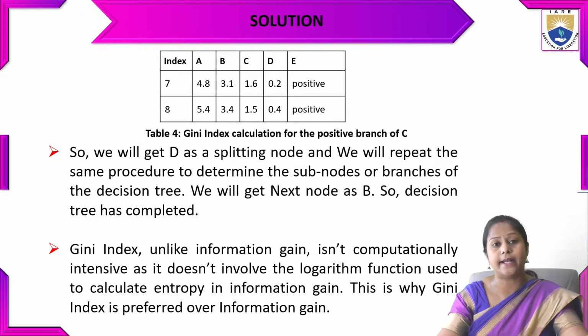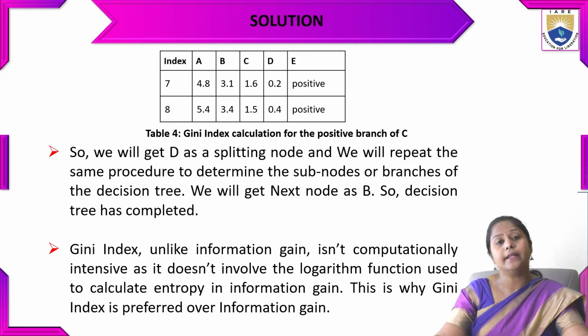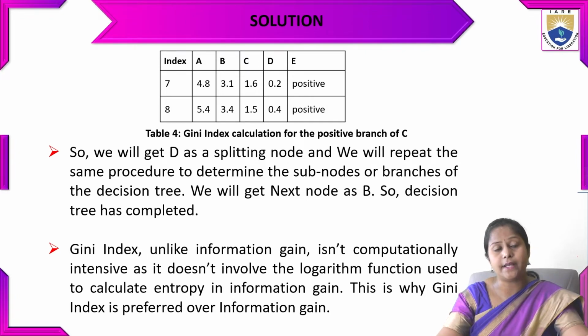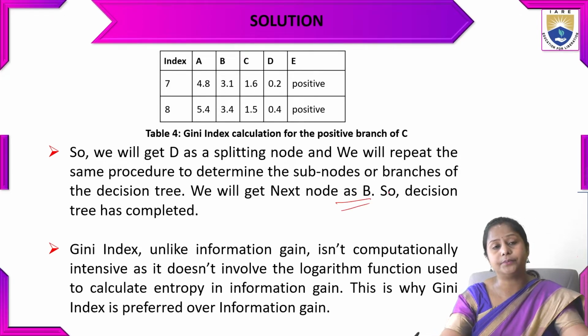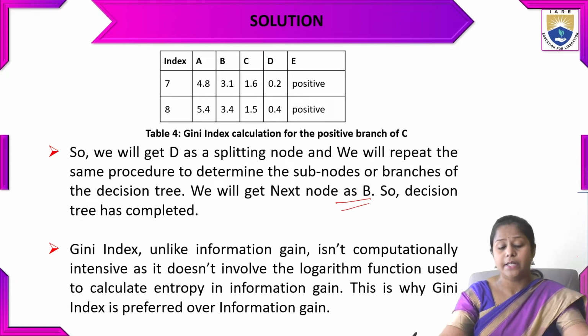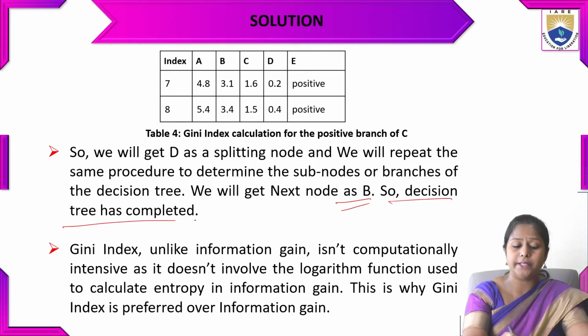What is the next node in that decision tree? While C is the root node and D is the child node, right? Again the Gini index, and we will get the next node as B. So B we will get. So all the attributes have been covered from those features. So the decision tree has been completed here.